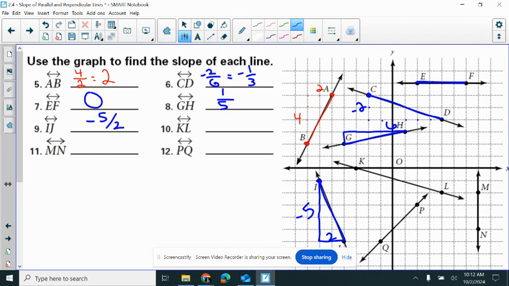So always start at the left-hand point first, go up or down first, then go to the right. If you're consistent in the way that you do this, it makes it a lot easier. KL, I go down 2 over 7. MN, this one is a vertical line. So remember when we look at slope, vertical line, the slope is undefined. Then PQ is positive, it goes up 3 over 3. So the slope would be 1. So that's how you find slope from a graph.